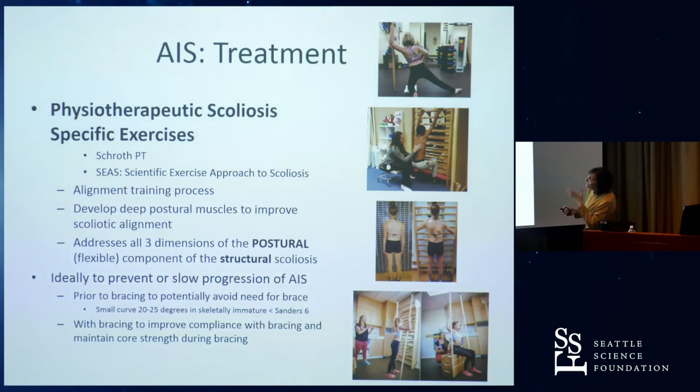I do want to get to scoliosis-specific physical therapy. So here, folks talk about it. Schroth is the most common methodology. It is a physical therapy regimen to strengthen the muscles of your spine and really work to address the postural or flexible component. And ideally, it might help to prevent or slow the progression of scoliosis. It takes a lot of work.